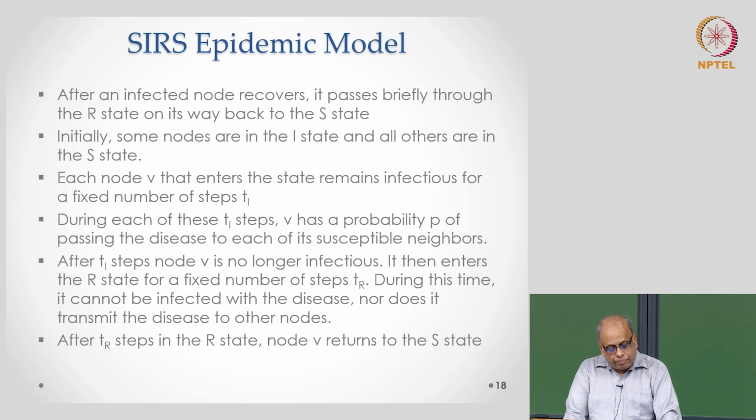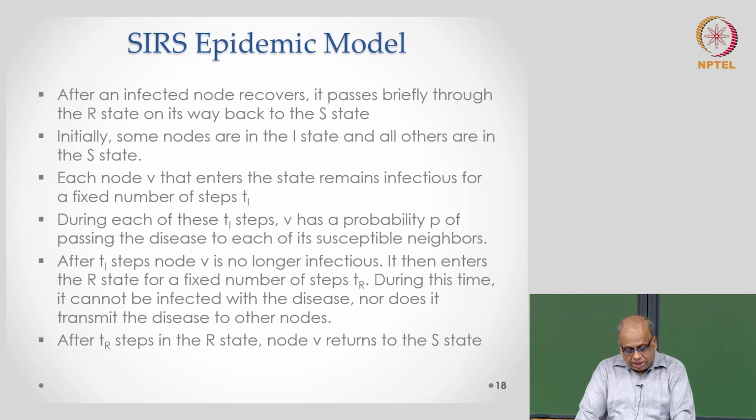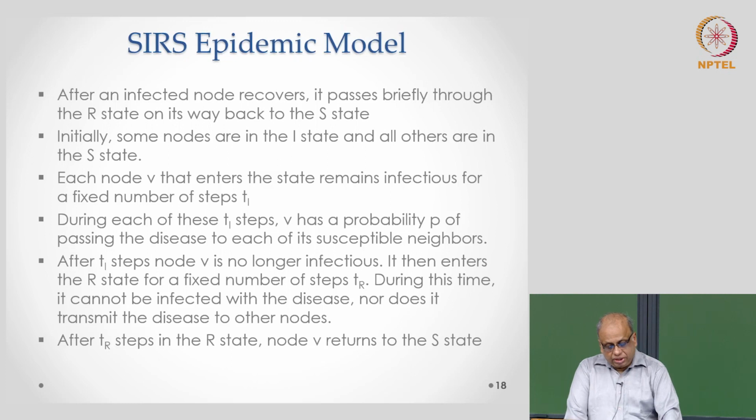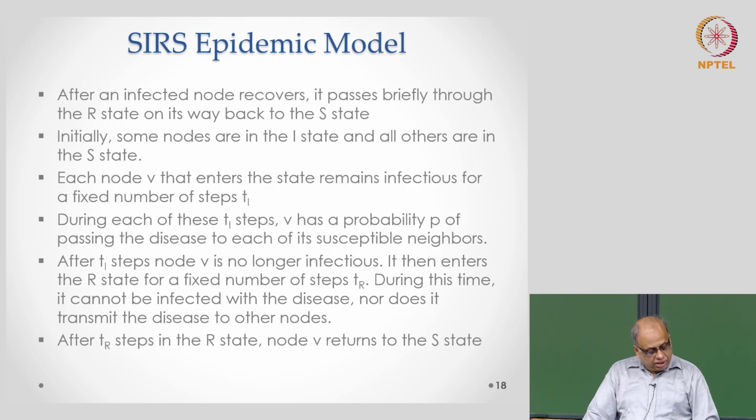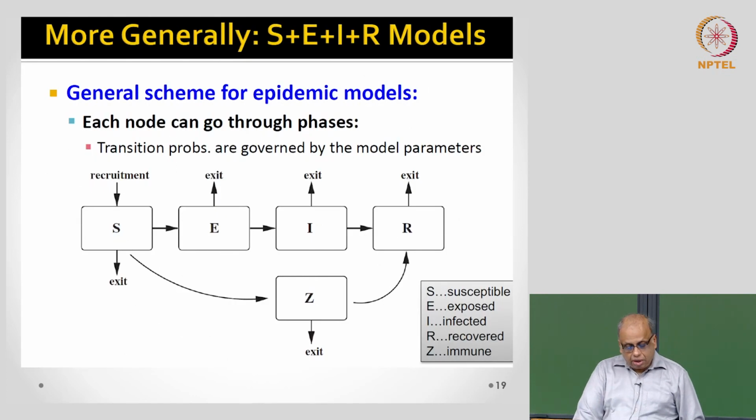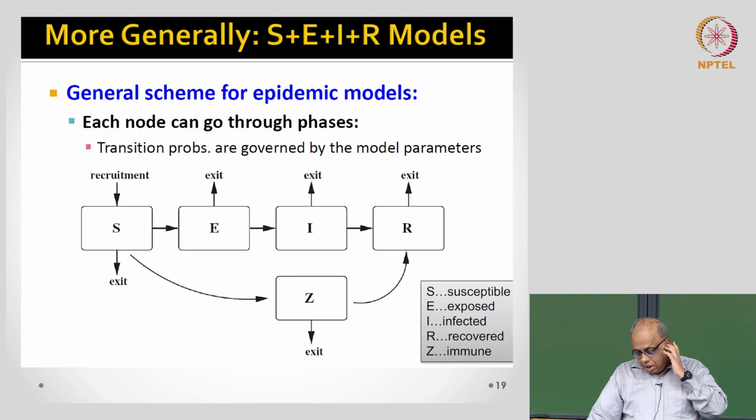Each node V that enters the I state remains infectious for a fixed number of steps. During this time, it has a probability of passing the disease to its neighbors. After T1 steps, the node is no longer infected. It enters the R state for a fixed number of steps, during which it cannot be infected with the disease. But after TR steps, it moves back to the susceptible state. But again, that model has some problems.